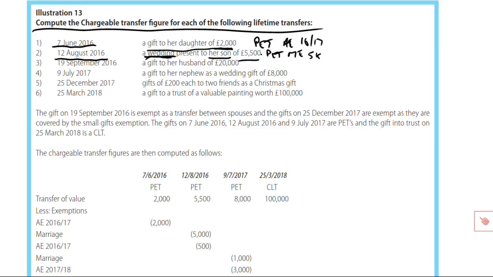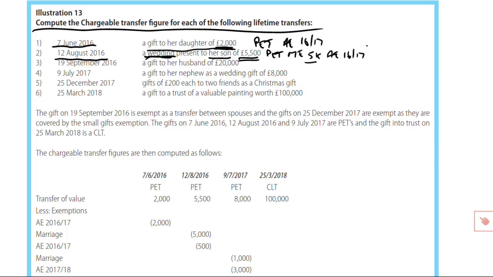So what that therefore means is, do we now have any amount of annual exemption available? We're still in the 16-17 year. We've covered 5,000 of that 5,500 by the specific marriage exemption. So yes, we'll now use up another 500 of the remaining 1,000 left after the 2,000 had been applied on the June 16 transfer. So again, we've used the annual exemption of 16-17.